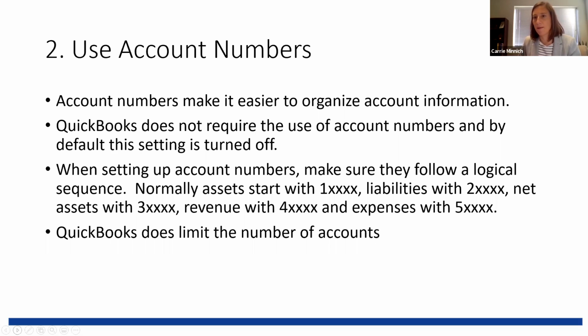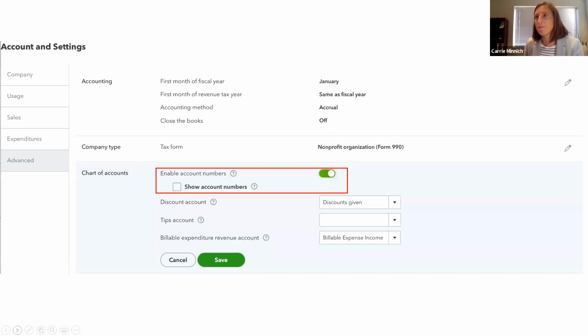And just by using those numbers, it's also much easier to determine, when you're looking at different accounts, whether the account is an asset or a liability or revenue or an expense item. Oftentimes, assets will start with a 1, liabilities with a 2, net assets with a 3, revenue with a 4, and expenses with a 5. This is not necessarily a requirement, but it's a standard best practice. And one thing to notice also is that QuickBooks does limit the number of accounts that you can have. So just remember that as you're setting up the various accounts.